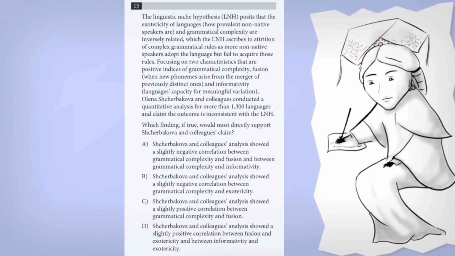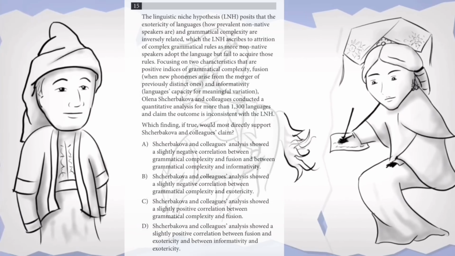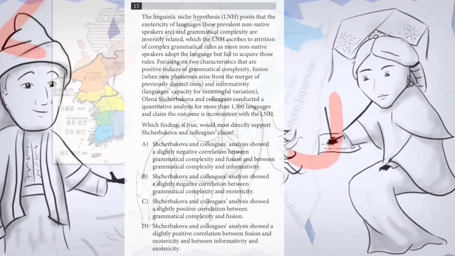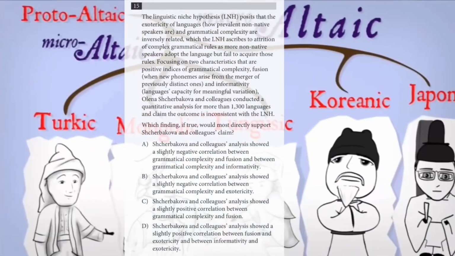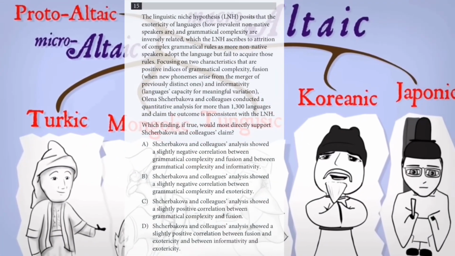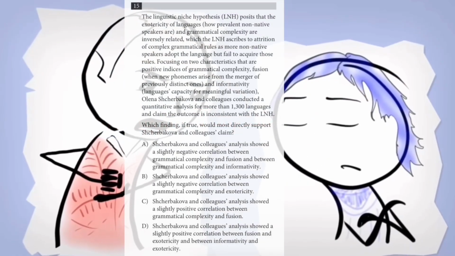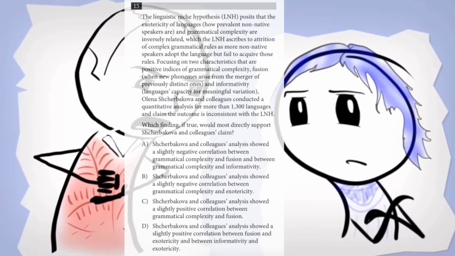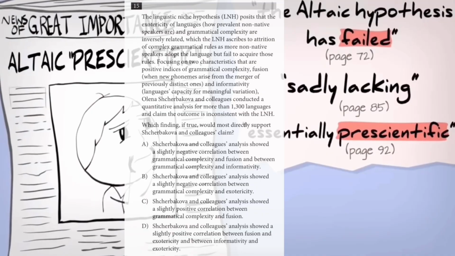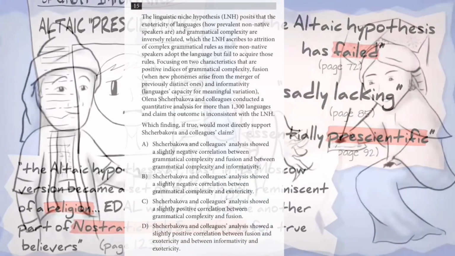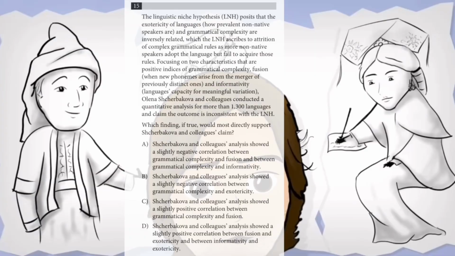The linguistic niche hypothesis, or NLH, posits that the exotericity of languages, how prevalent non-native speakers are, and grammatical complexity are inversely related, which the NLH ascribes to attrition of complex grammatical rules as more non-native speakers adopt the language but fail to acquire those rules.